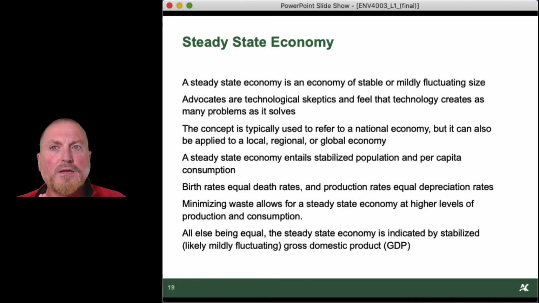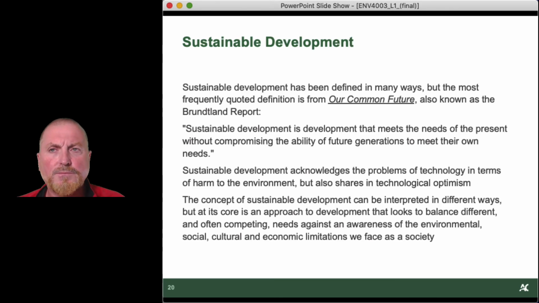The concept is typically used to refer to a national economy, but can also be applied to local, regional, or global economies. People have tried it. Bhutan has tried to have the steady state economy. Okay? Birth rates equal death rates. Production rates equal depreciation rates. All of those factors come into the steady state economy. Minimizing waste allows for a steady state economy at higher levels of production and consumption, and so on. There are a bunch of concepts, but I'm not expecting you to be trained as an ecological economist, but I want you to understand the concepts.